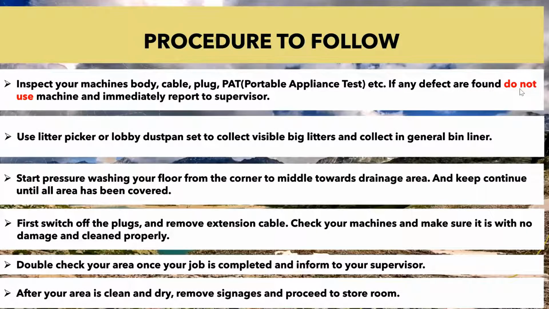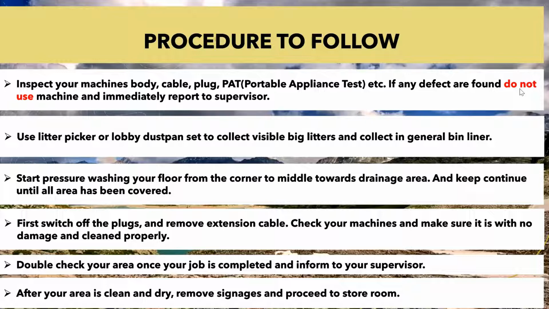Inspect your machine's body, cable, plug, PAT, which means portable appliance test, etc. If any defect is found, do not use your machines. Immediately report to your supervisor, then he will guide you on the next steps. Use your litter picker or lobby dust pan to collect all the visible big litter from the area that you are going to work in, and place it in a general bin liner.